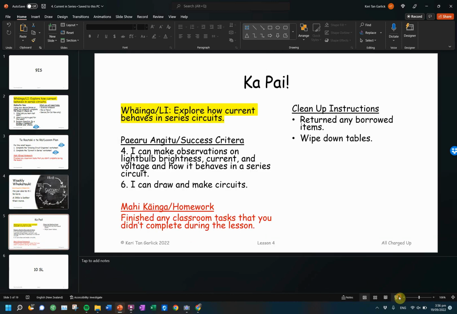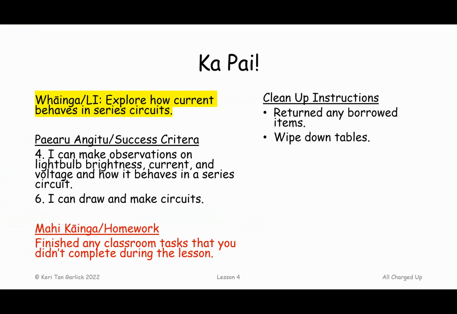But to recap today, what you should be able to do is explore how current behaves in a series circuit. You should be able to have some observations about light bulb brightness and current. We haven't talked about voltage yet, but we will in a few lessons. And in particular, how it works in a series circuit. And then you should also be able to draw and make circuits. The making of the circuits we'll be able to do in another lesson when we actually take out the equipment when I'm there. All right, hope you have a good day.